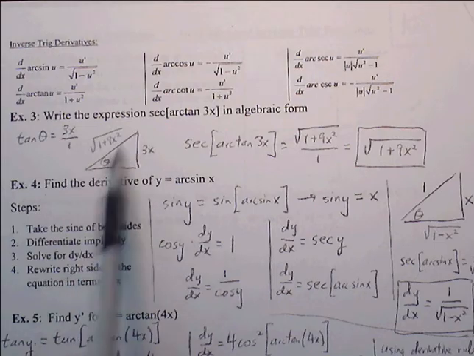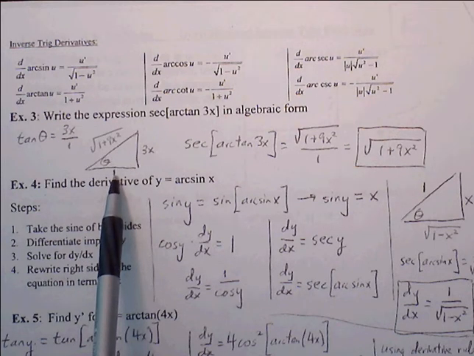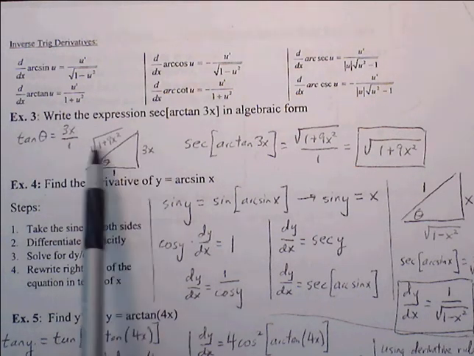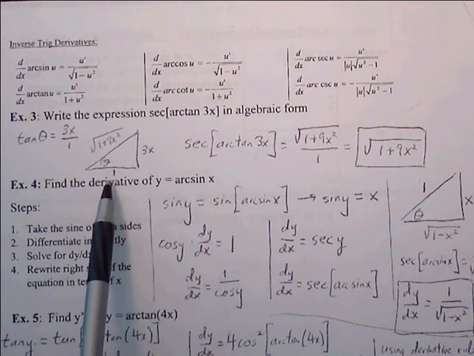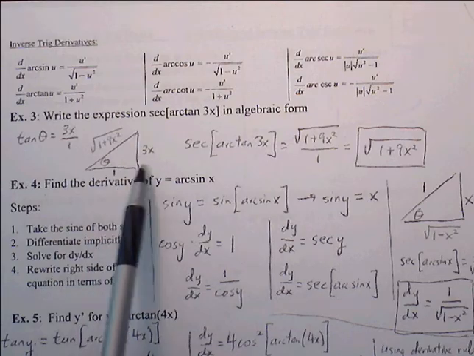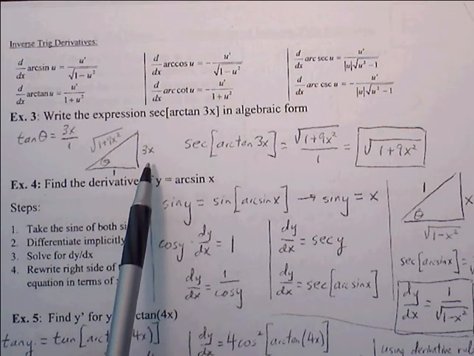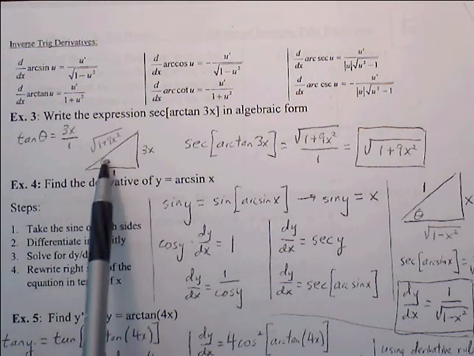Now we can figure out the missing hypotenuse by going to the Pythagorean theorem: a squared plus b squared equals c squared. Then take the square root of the sum of the two legs squared. So 1 plus 3x squared, which is 9x squared, and take the square root, and that will be the hypotenuse.